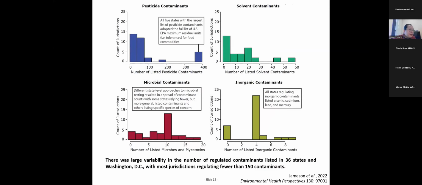Now, in this graph, I'm showing the number of analytes for pesticide, solvent, inorganic toxic element, and also microbe. Okay, and on the x-axis of each panel, I'm showing the number of listed analytes for compliance testing in each state. And then on the y-axis, I'm showing the number of jurisdictions that regulate the corresponding number of contaminants under each category. Okay, I'm going to go through them one by one.